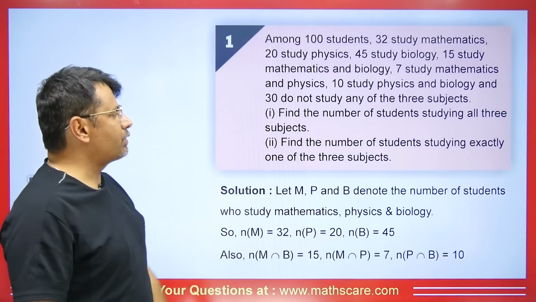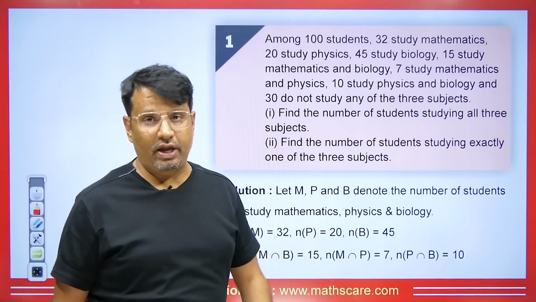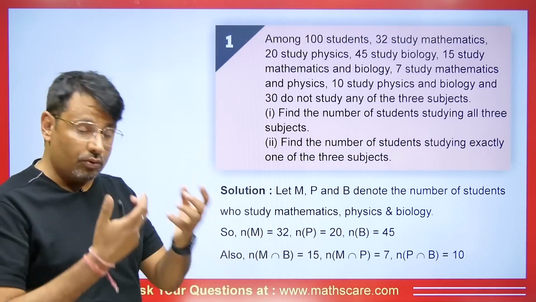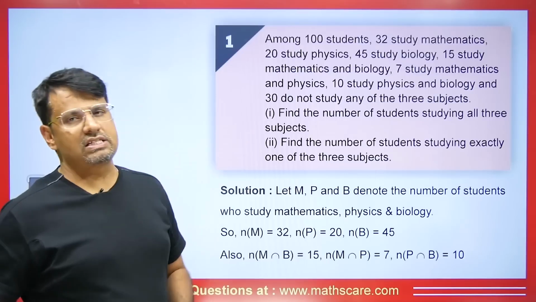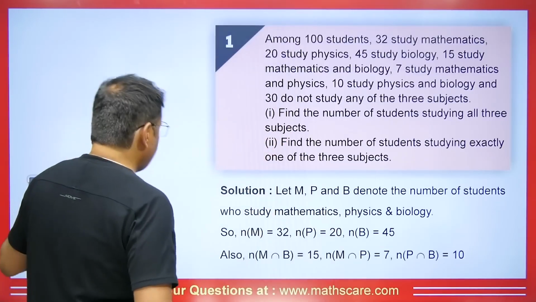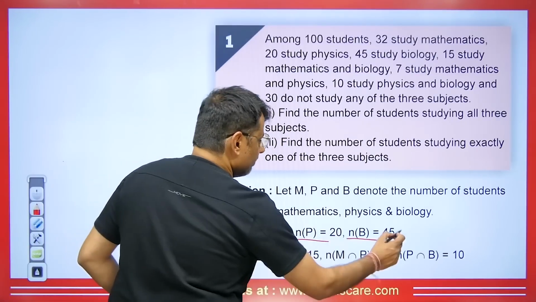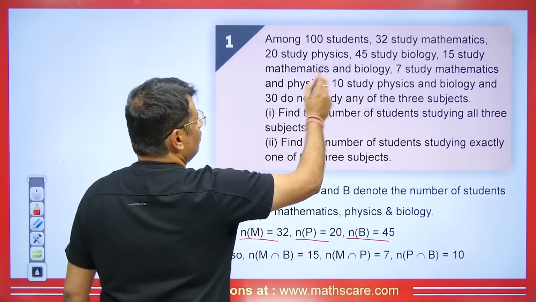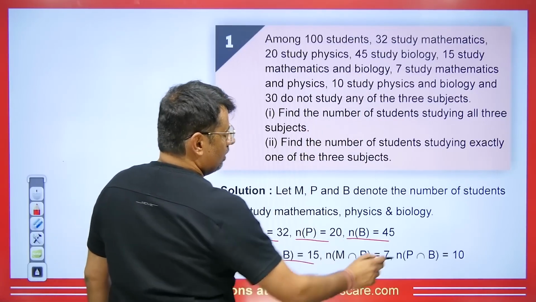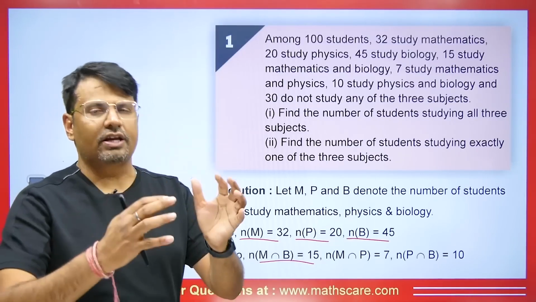Find the number of students studying all three subjects and find the number of students studying exactly one of the three subjects. We are supposed to solve these two questions. You might get confused by just looking at it, but let's solve this using a Venn diagram concept, which makes it much easier. There are 32 students studying mathematics, 20 studying physics, and 45 studying biology. Also, 15 are studying both mathematics and biology, 7 are studying both mathematics and physics, and 10 are studying both physics and biology.